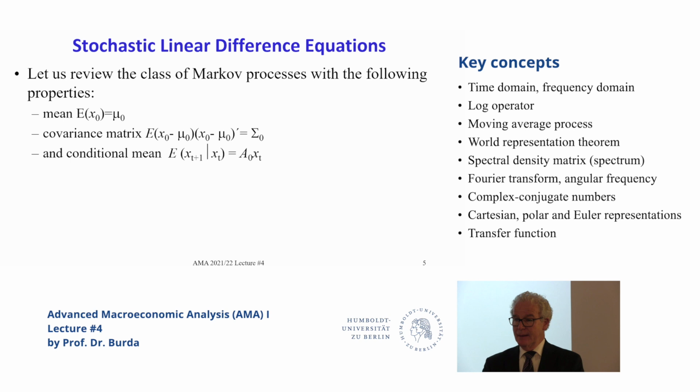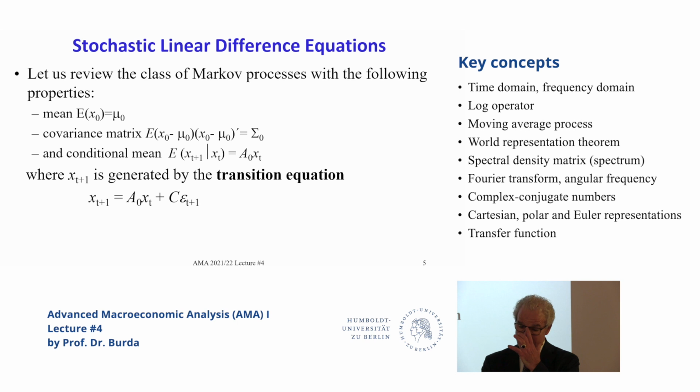And then we have a transition equation which describes how the thing moves through time, and it's moved not just by the conditional mean, but it's shocked every period with this vector of random numbers, which doesn't necessarily have the dimensionality of the state vector. It could be larger or smaller. So it's very flexible. It could be one by one.